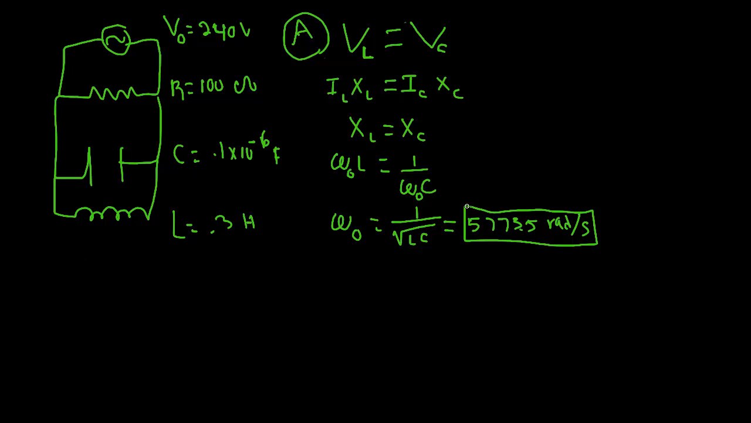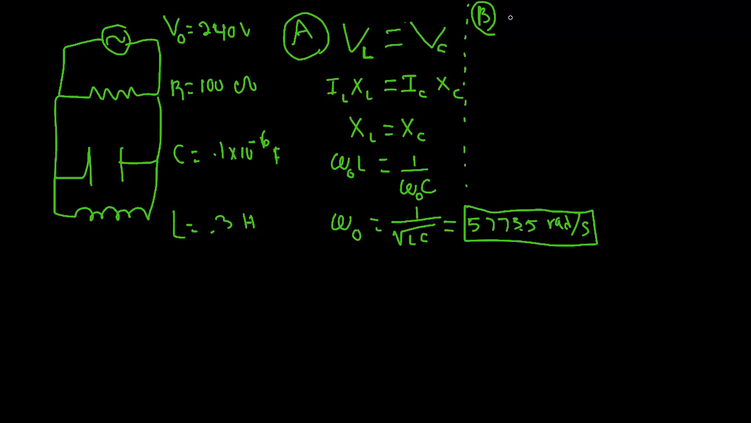And that was probably the hardest part conceptually of this whole problem. The rest of the problem is actually very straightforward. So Part B asks us, what is the maximum current through the voltage source at the resonance frequency?